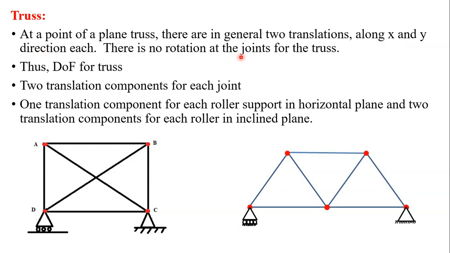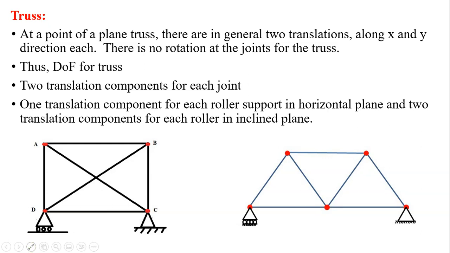There is no rotation possible at these joints, and hence the degrees of freedom in case of a truss are two translations for each joint. So each joint has two translations, one in x direction, second in y direction. And if the truss is supported on a roller, then one translation component for each roller support we have to add in a horizontal plane, and if it is on an inclined plane, then there will be two translation components, one in x direction and second in y direction.